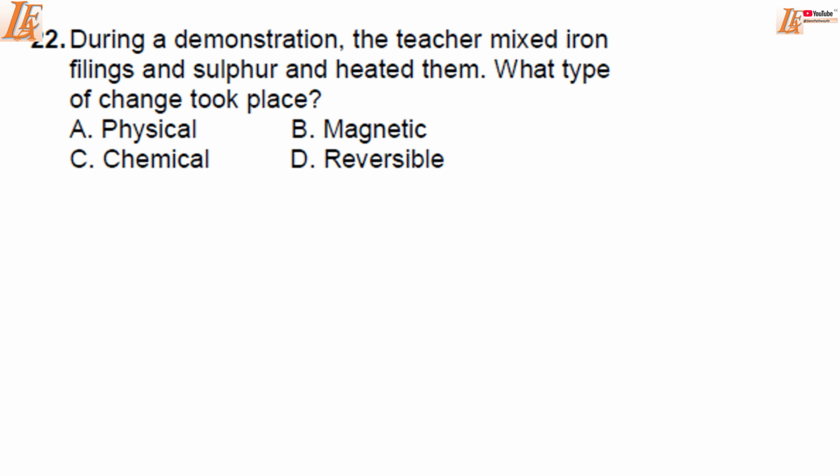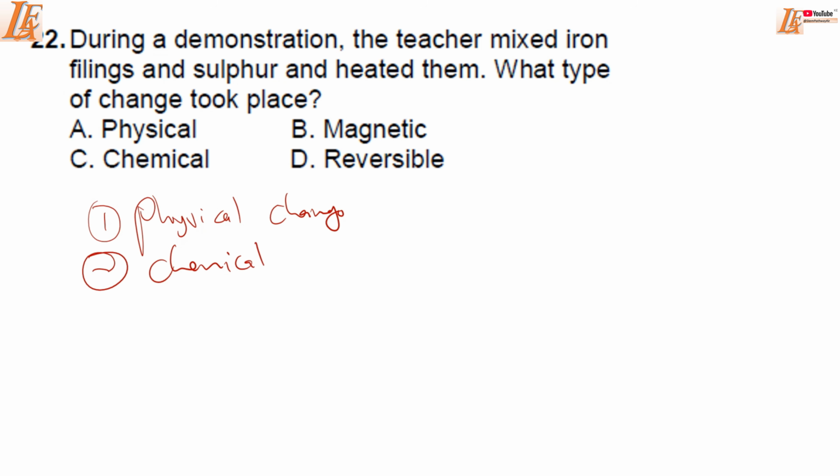Question 22. During a demonstration, the teacher mixed iron filings and sulfur and heated them. What type of change took place? Before we look at the options given, let's first look at the types of processes that we have. The first type of change is what we call a physical change. Then the second one is a chemical change. Now, what's the difference between the two? Let's look at the differences.